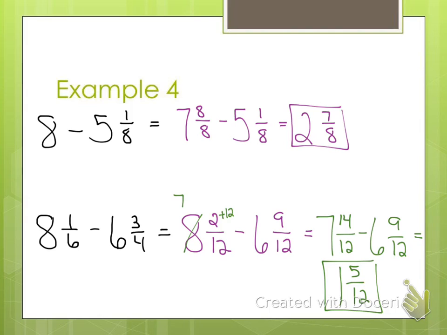Anybody get that right? 1 and 5/12? If you got it wrong, do you see where you went wrong? Do you have any questions? Okay, maybe you forgot to reduce or something. Didn't really have to reduce in that one. All right, if you understand that, this is everything you need to know for 5.1 and 5.2. Very good.